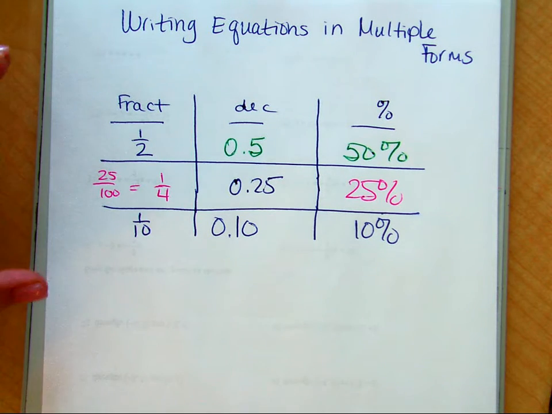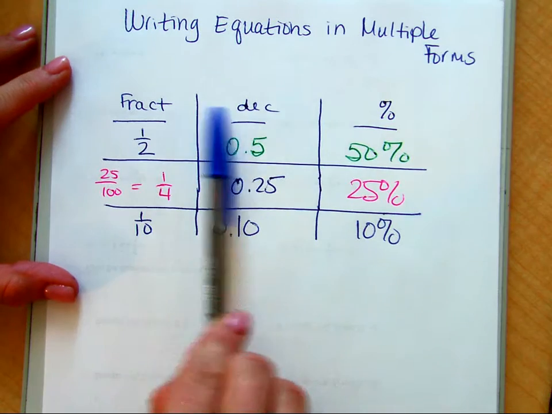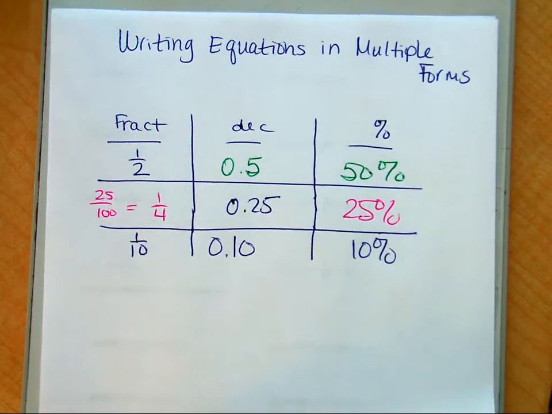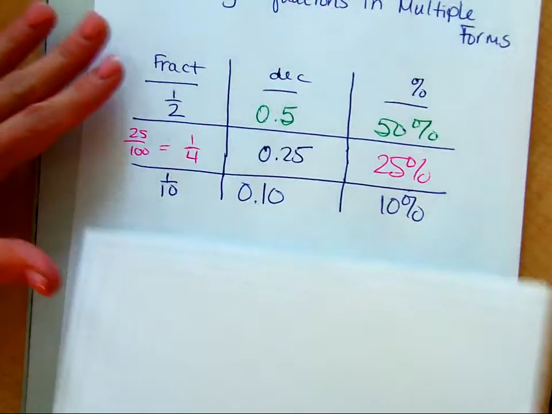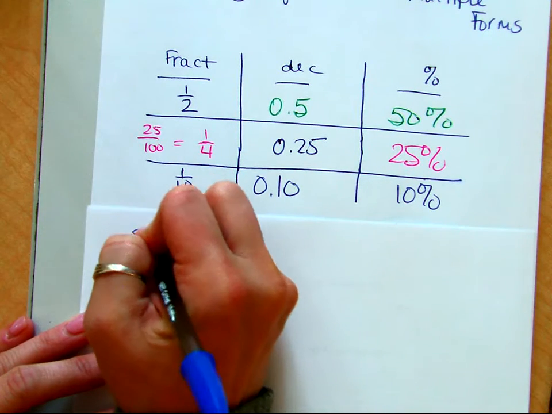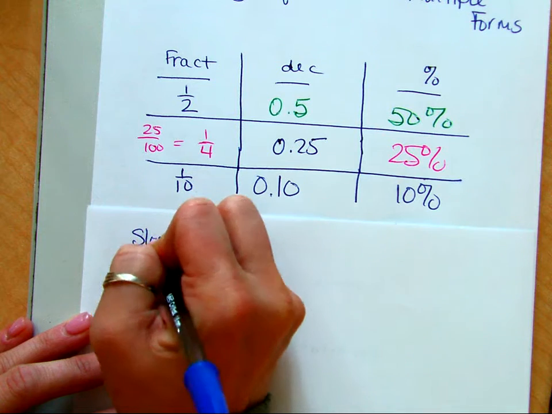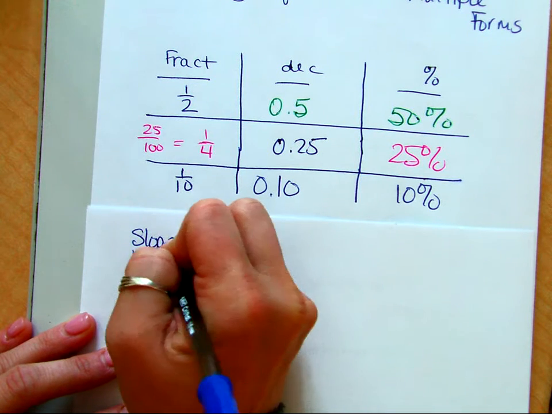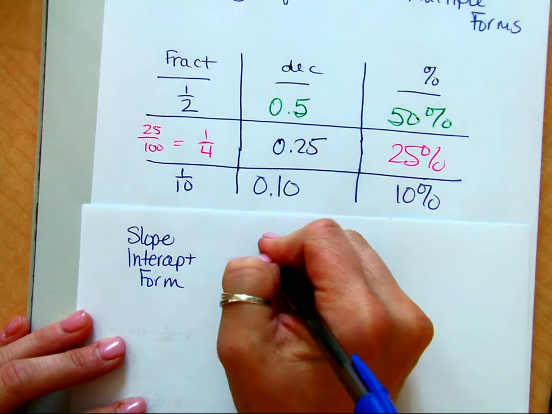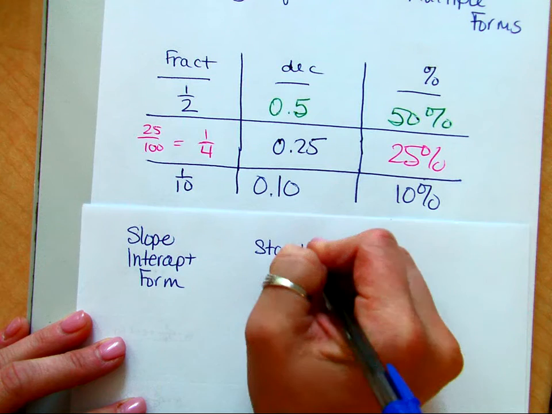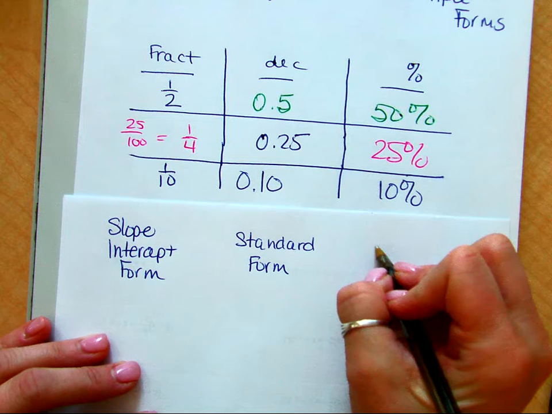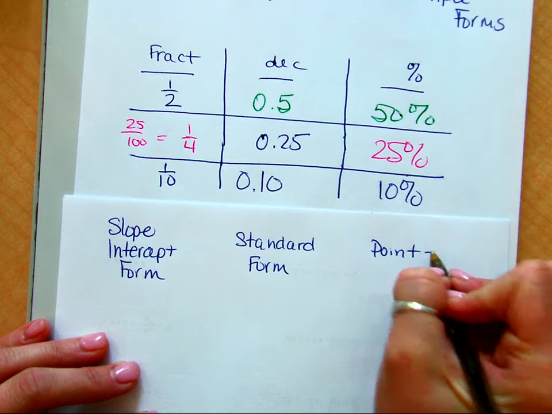Because we're doing the exact same concept, except I'm going to relabel these columns as not fraction, decimal, percent. Here's what they're going to be. I'm going to start a new page. So my first column is not going to be fraction. It's going to be slope-intercept form. My second column is going to be standard form. And my third column is going to be something you probably have never heard of, point slope form.